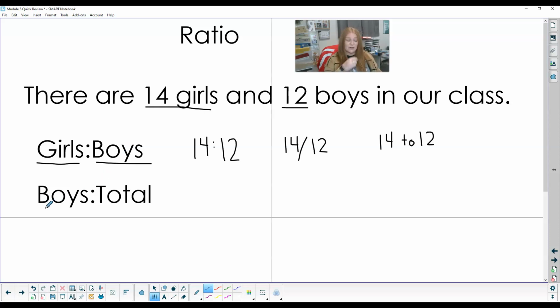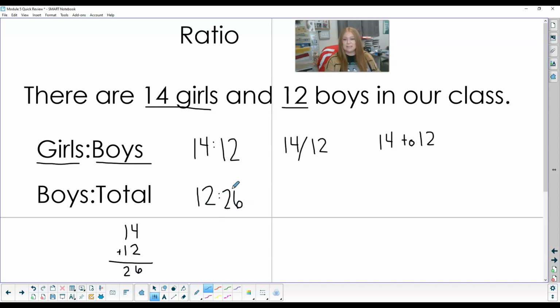Another one that it asks for is boys. So we want boys first. So boys first, which is 12. There are 12 boys. And then it wants us to compare that to the total. We have 14 girls and we have 12 boys. We're going to put all of the kids together to see how many total kids there are. So there is 6 and 2, so we have 26 total students.